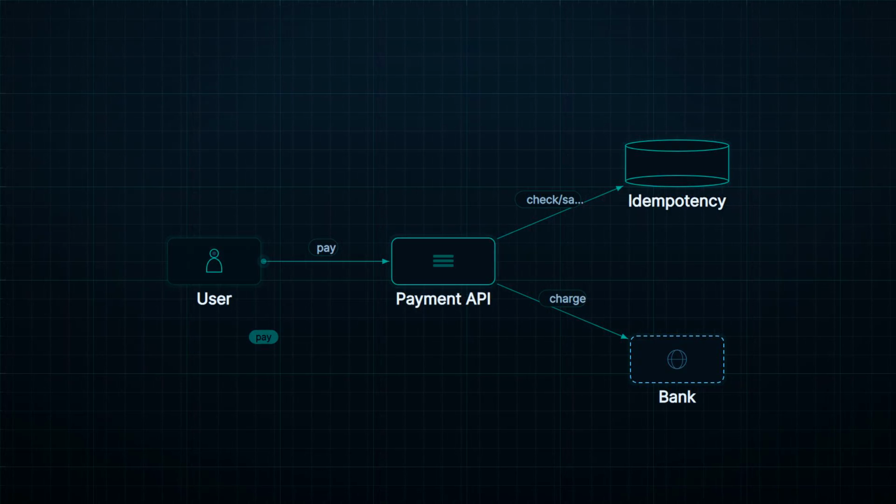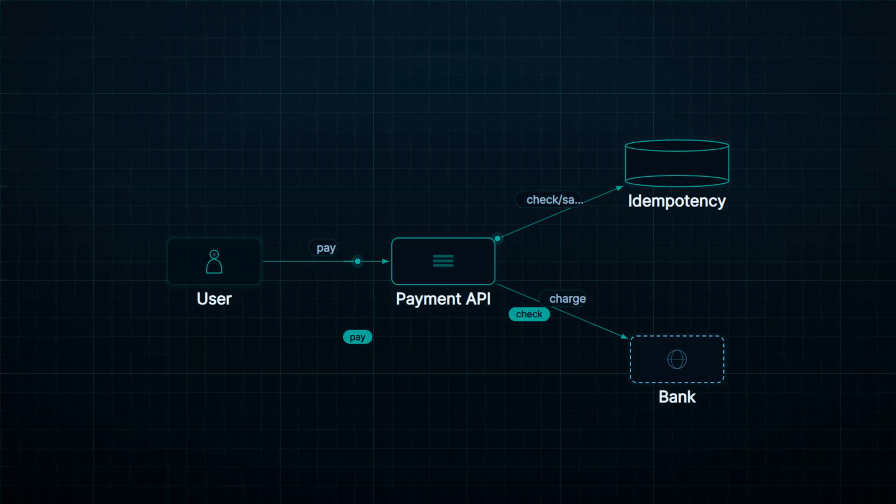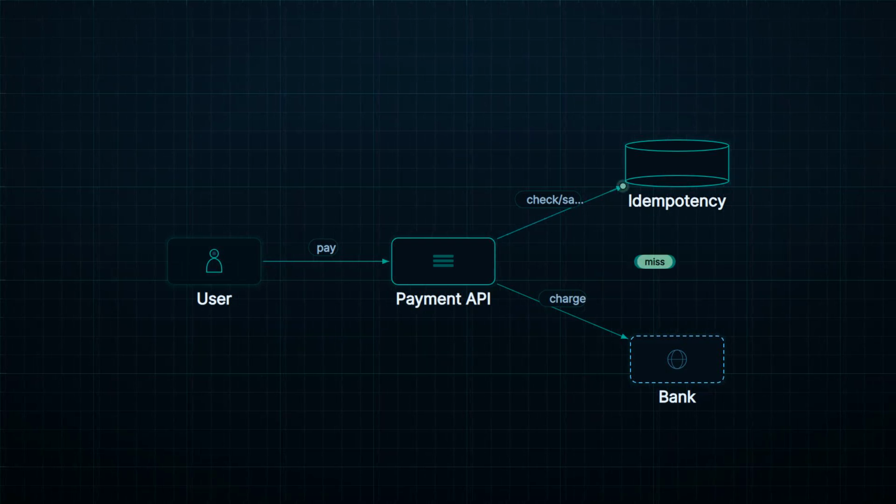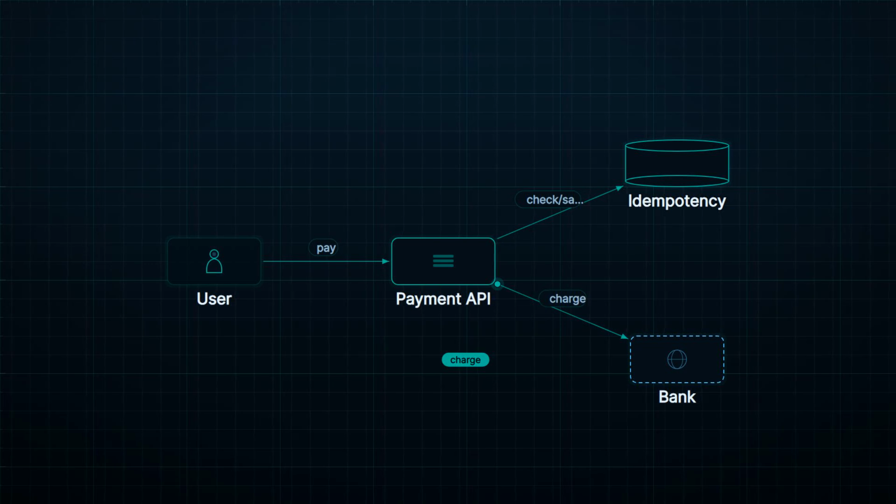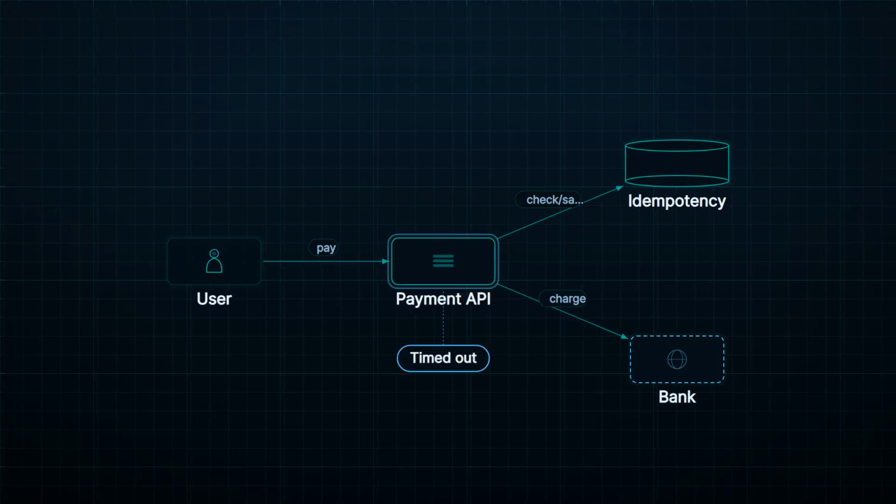Let's walk through it again, this time with the store in place. The user sends a pay request. The payment API checks the idempotency store and finds no record. It forwards the charge to the bank network. But the bank takes too long and the request times out. The client sees the timeout and retries automatically.